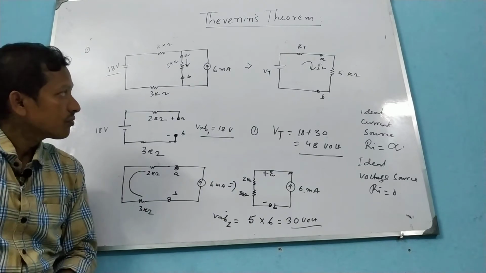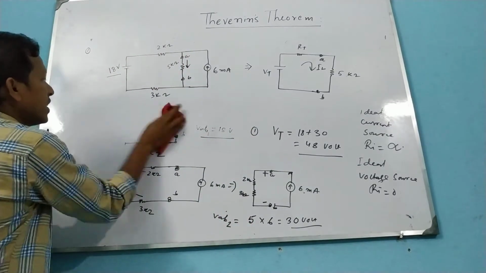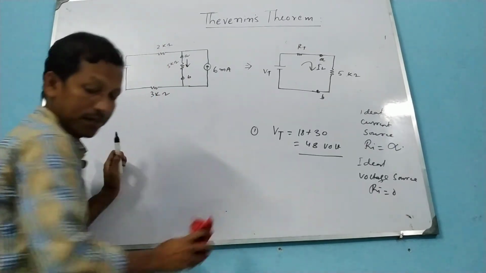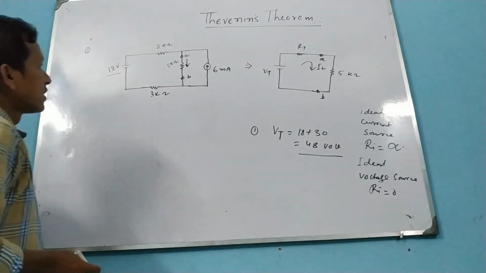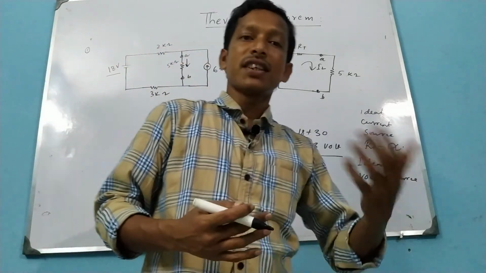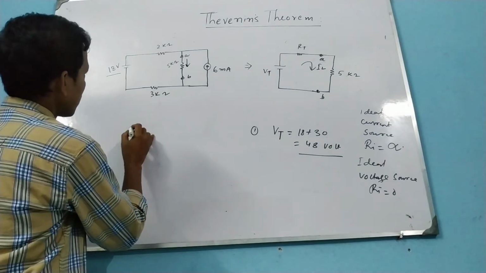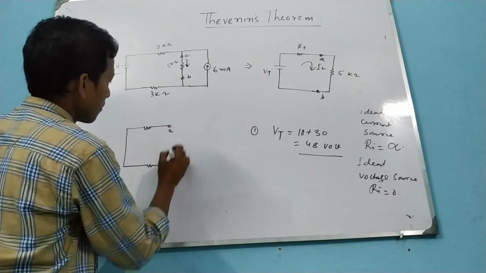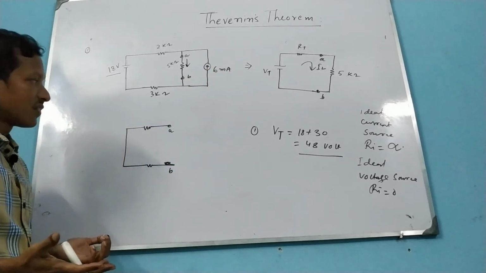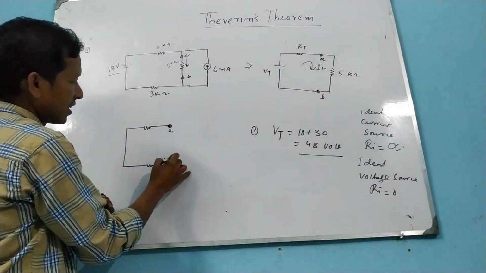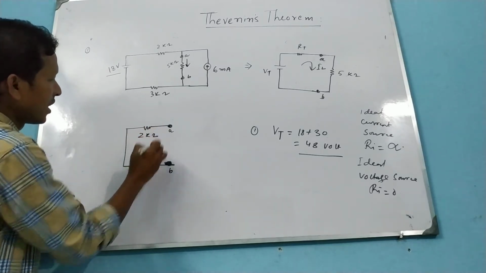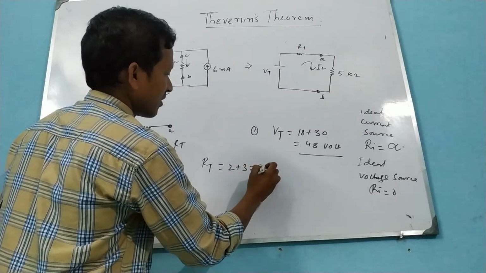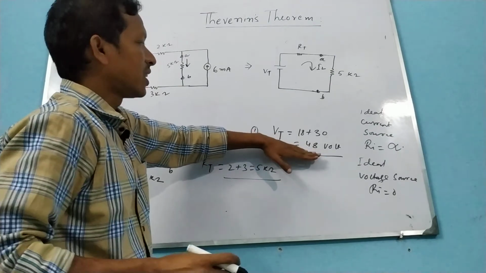Now I will calculate the Thevenin's resistance. For the calculation of the Thevenin's resistance, we have to replace the energy sources by their internal resistances. So the circuit will be: 2 kilo ohm, this is short, 3 kilo ohm, this is the terminal A and B, and this is the current source, which has infinite resistance, so this is open. What will be the equivalent resistance between A and B? This is 2 kilo ohm and this is 3 kilo ohm, and RT equals 2 plus 3, this is 5 kilo ohm. Very simple. So this is the Thevenin's resistance and this is the Thevenin's voltage.